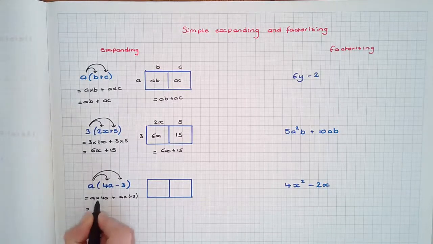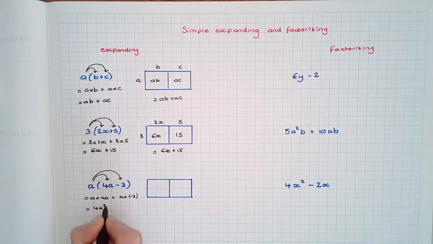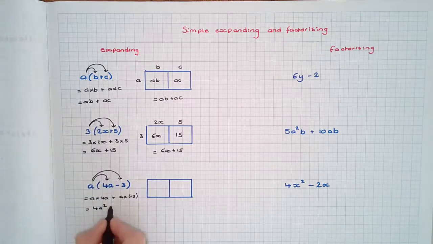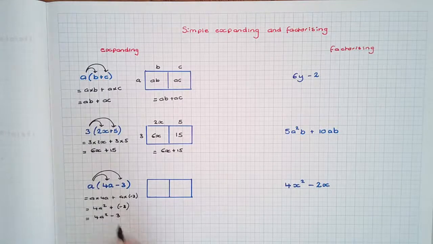Here we have a times 4a, 4a squared. Now a times negative 3 is negative 3a. We could write it as plus negative 3a, but it's simpler to write 4a squared minus 3a.